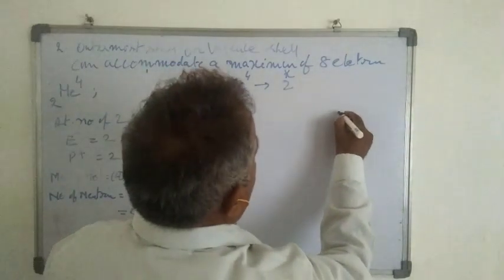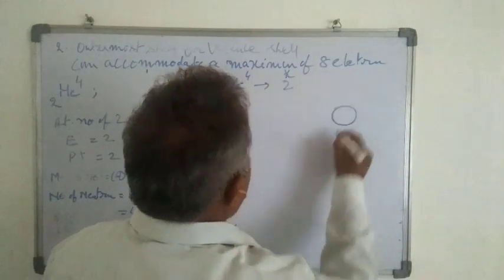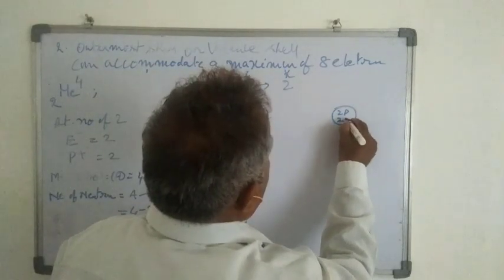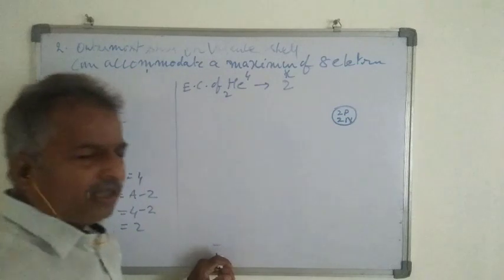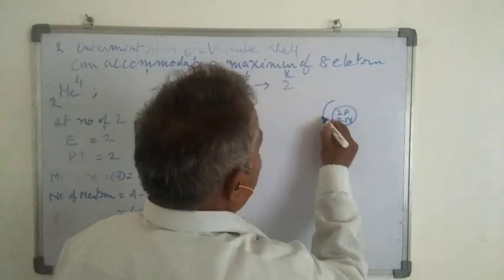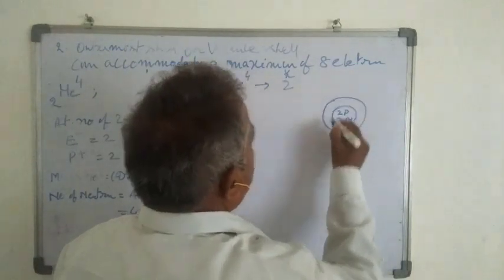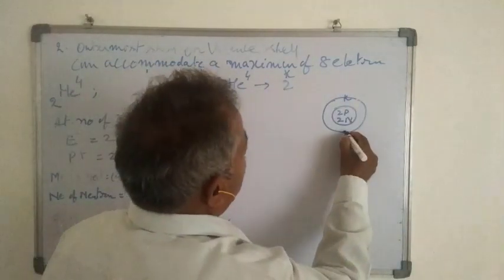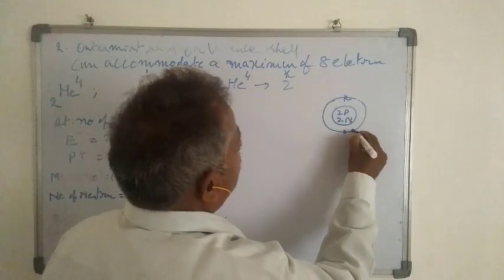Now let us draw the electron picture also. In the nucleus of helium, 2 protons are there and 2 neutrons are there. Around the nucleus there is only one shell. What is the shell? K shell. This K shell has 2 electrons in this manner.